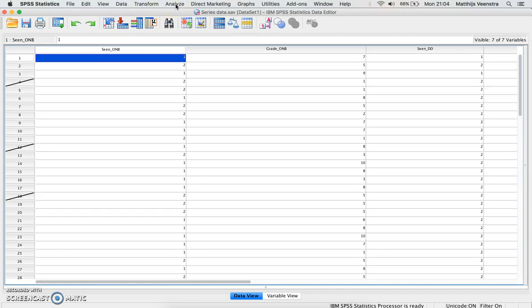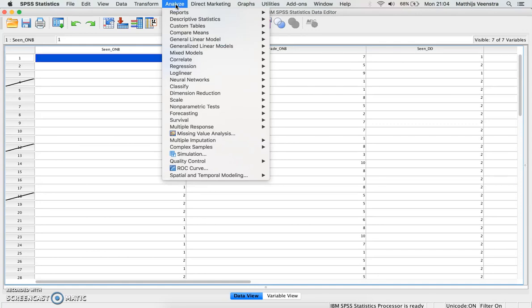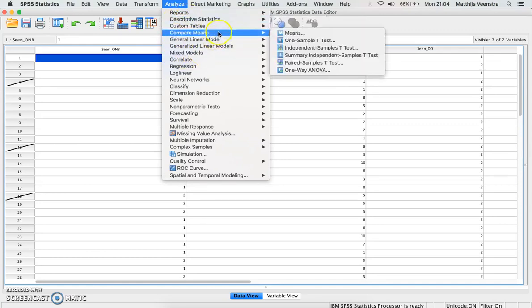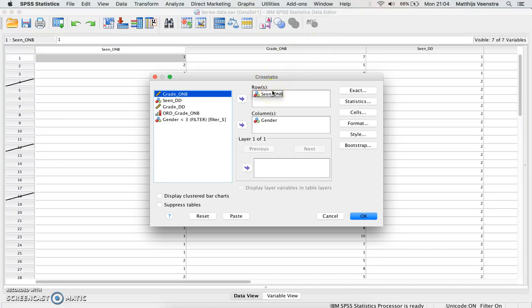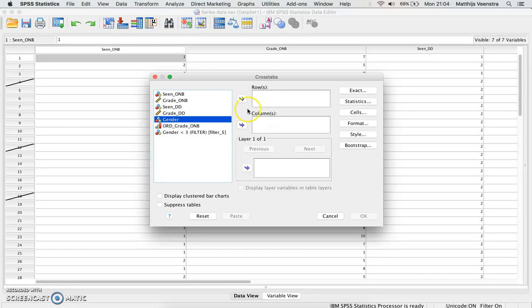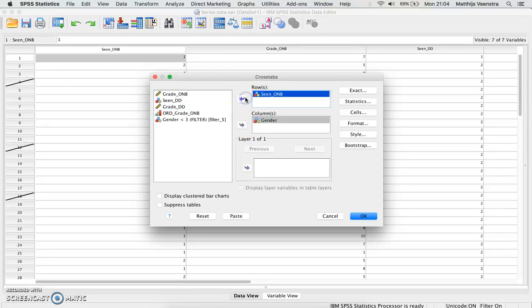So the chi-square test is a test to use here, and to do this you go to Analyze, Descriptive Statistics, Crosstabs, and you get this screen. Hopefully you're familiar with this from Research Skills 1. You can fill in the variables you want to display at the rows and at the columns. So since we're interested in gender and whether this has any relationship with whether someone has seen the series Orange is the New Black or not, we select gender and Orange is the New Black.